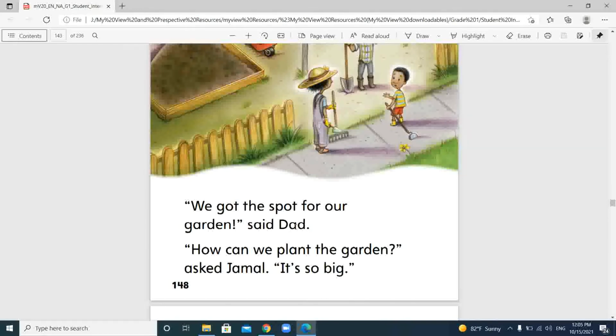Okay? So what does Dad say? Dad said we got the spot for our garden. Dad said we found the place where we can grow a garden. So Jamal had a question. How do you know that Jamal had a question? From the question mark. How can we plant the garden? It's so big. It's like, it's so big, how can we plant it? So what word did Jamal use to describe the garden? He said it's so big. So the word big is the word used to describe the garden.